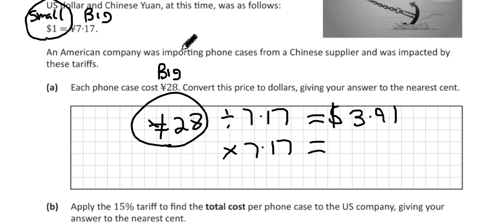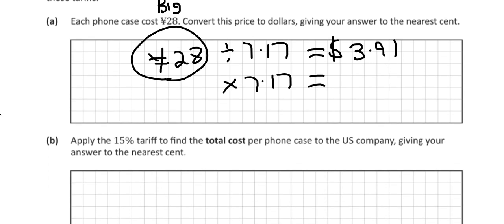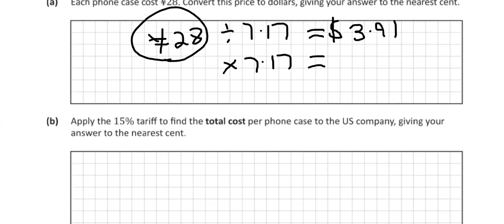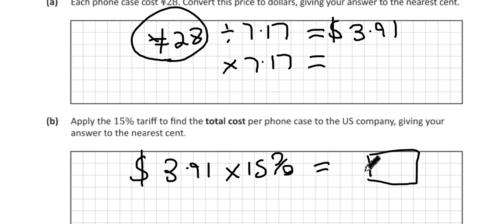All right. Here we go. The next thing we're going to have to do is the tariff. You can do this two different ways. The first way is you can get 15% of 3.91 and take it away. Whatever that answer is, take it away from $3.91. So can somebody do that for me now? 15% of 3.91. Anybody got an answer? 59 cents. 0.59. And then take it away from 3.91.